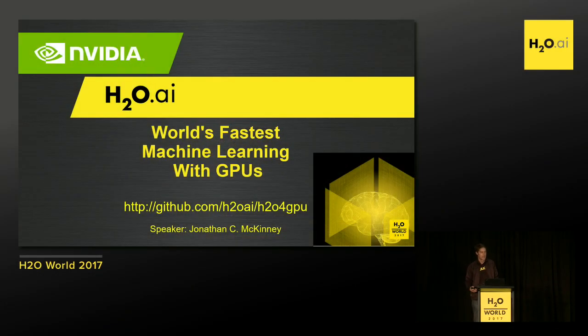So this is going to be an exciting talk. We're going to be talking about the fastest machine learning in the world with GPUs. GPUs are sexy exactly for that reason, that they allow you to not wait around too long. So think about doing something every hour instead of every day, or doing something every minute instead of every hour. This allows you a lot more power, a lot more time to get stuff done.